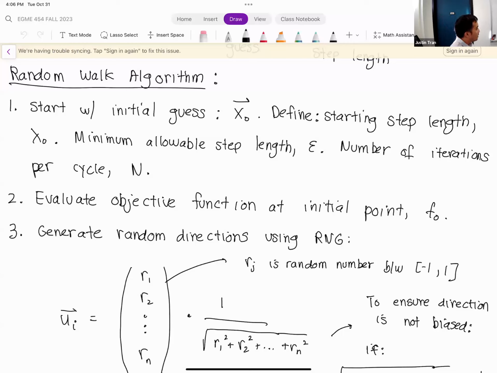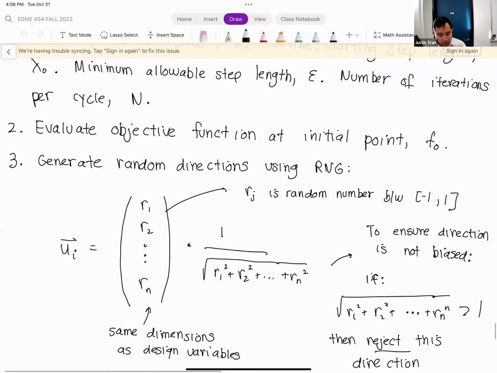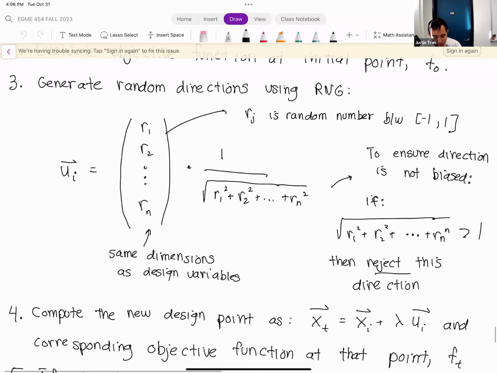Okay, so step 2 is to evaluate the objective function at the initial point. Whenever we have an optimization problem, we're always given our objective function, right? So if we have our initial design point, we can plug that into our objective function and get our initial function evaluation f naught.